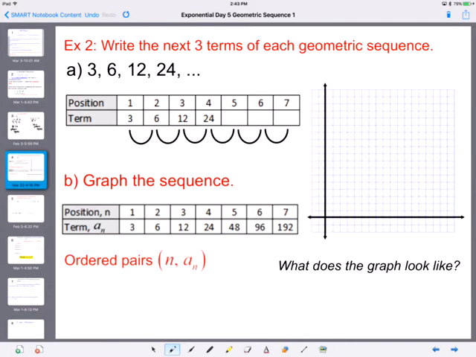So let's write the next 3 terms of the geometric sequence. We go from 3 to 6. To go from 3 to 6, we multiplied by 2. 6 to 12, we multiplied by 2. 12 to 24, we multiplied by 2. So 24 times 2 is 48. 48 times 2 is 96. And 96 times 2 is 192.